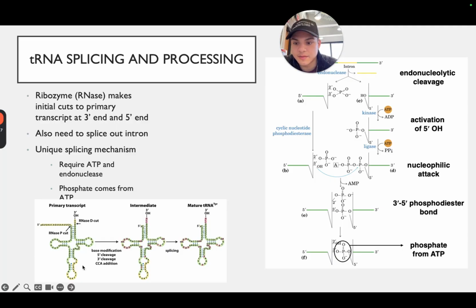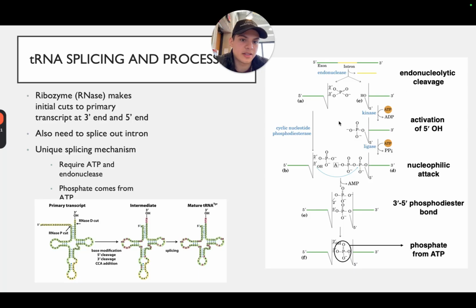And so as you can see here, we have our intron indicated in yellow, and we're going to use a unique splicing mechanism that requires ATP and endonuclease, and the phosphate comes from the ATP. So we're going to basically cleave these, and we form our mature tRNA from there. So here is the mechanism or the process. You don't really need to know the arrow pushings per se. You just need to know that there's an intron within the tRNA, and this is linear.